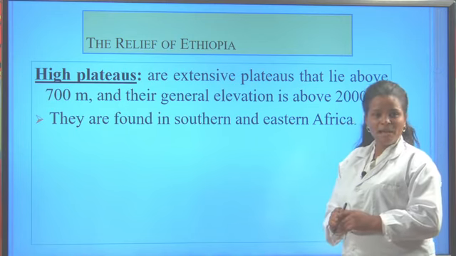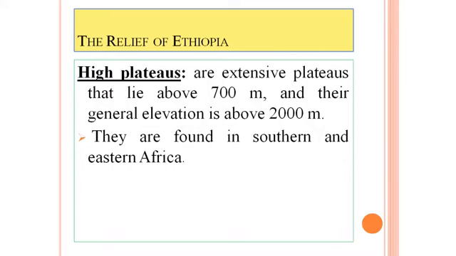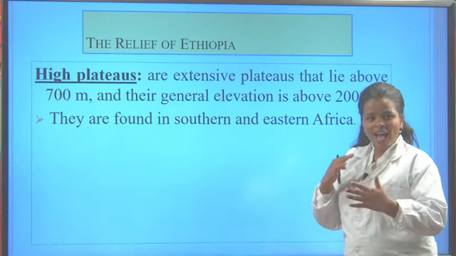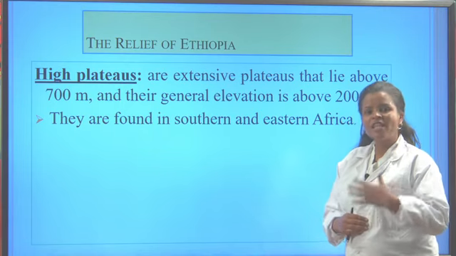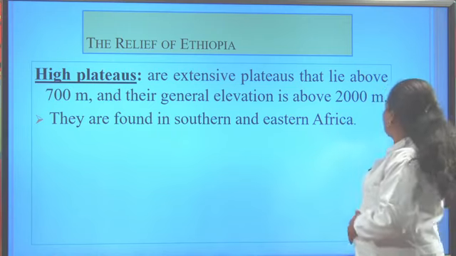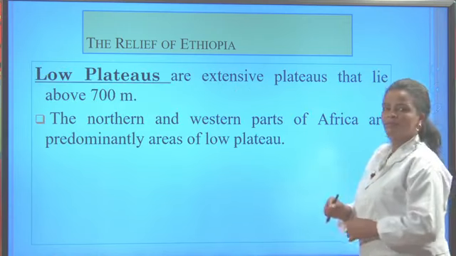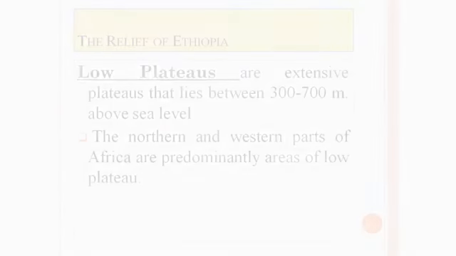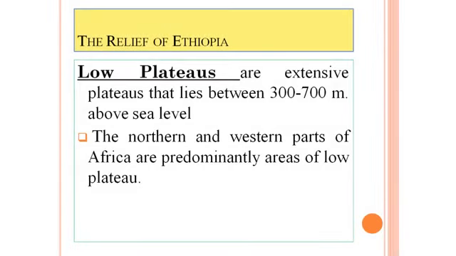The high plateau lies above 700 meters and its general elevation reaches 2,000 meters. This high plateau is mostly found in southern and eastern Africa. Low plateaus are extensive plateaus that lie between 300 meters and 700 meters above sea level.